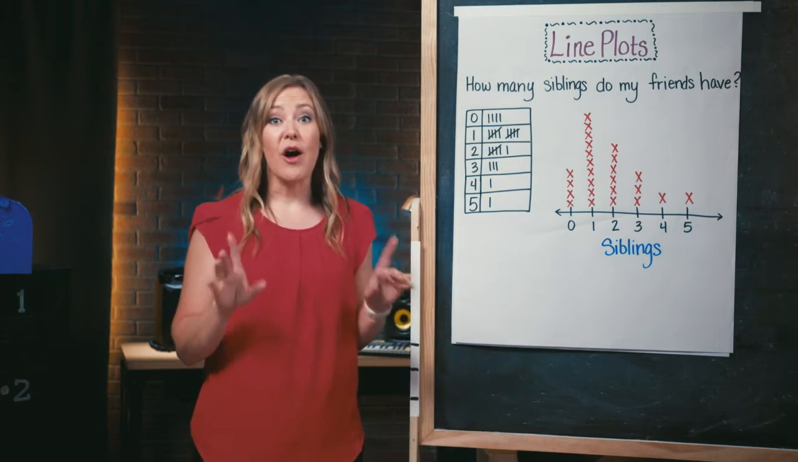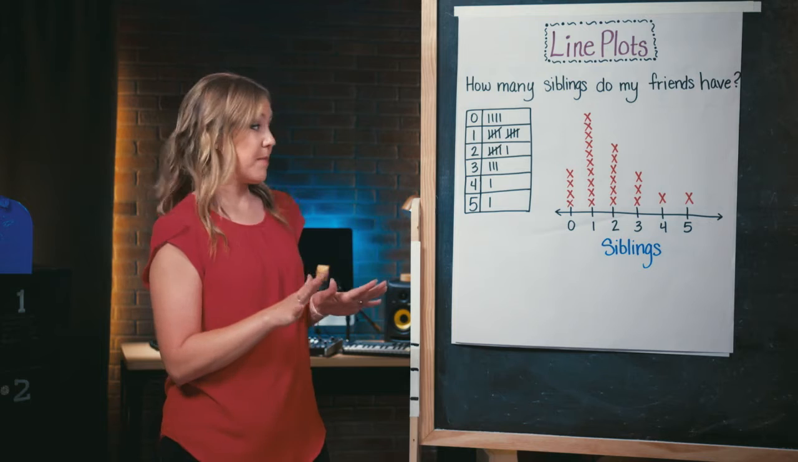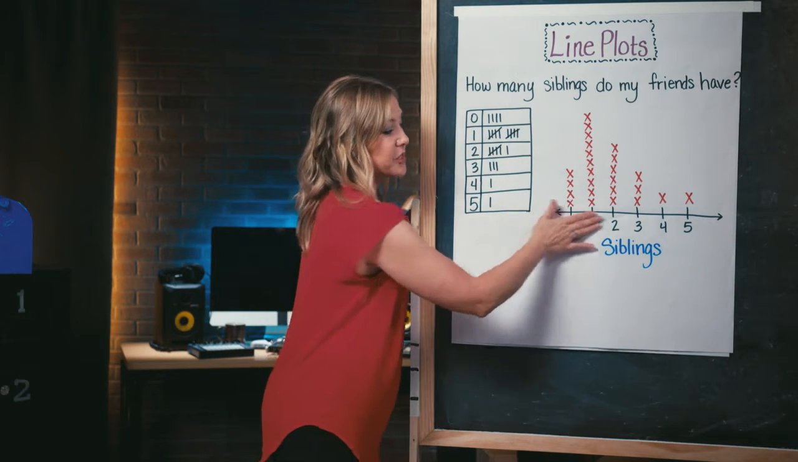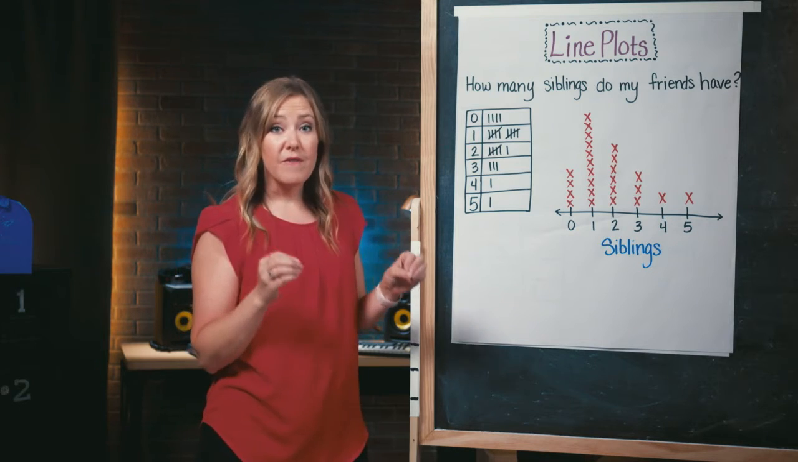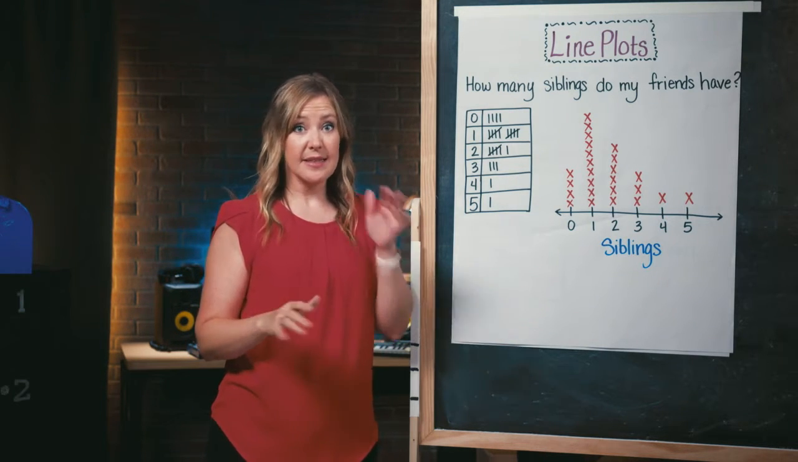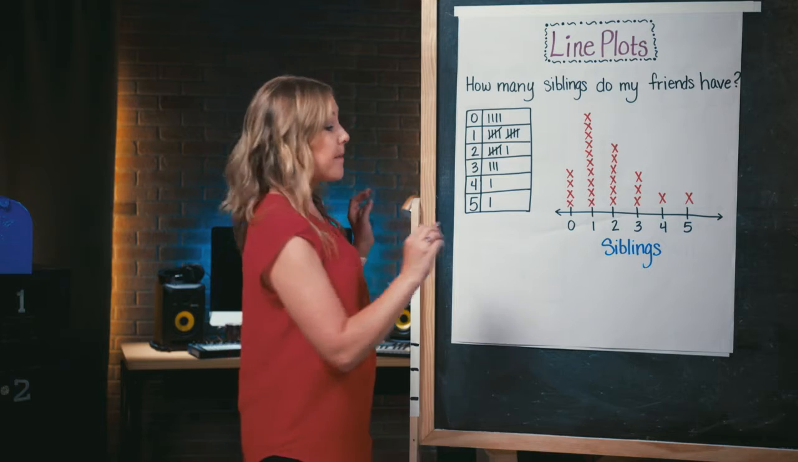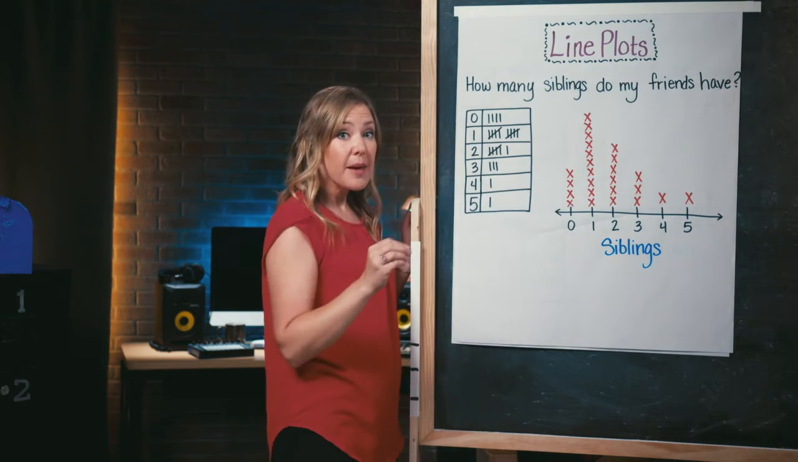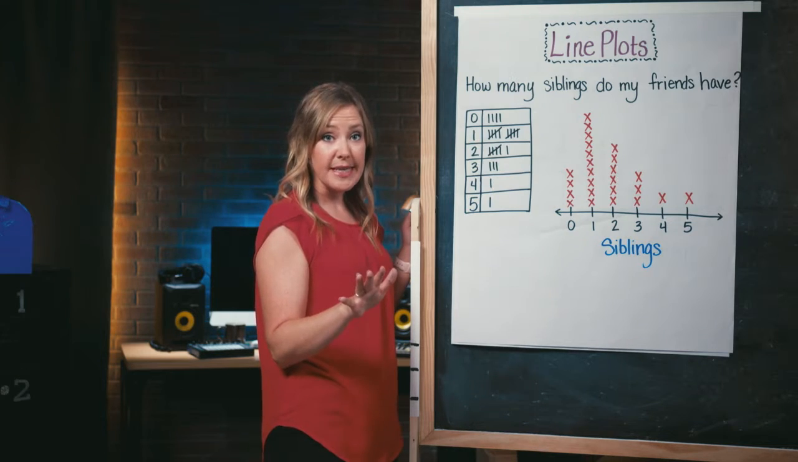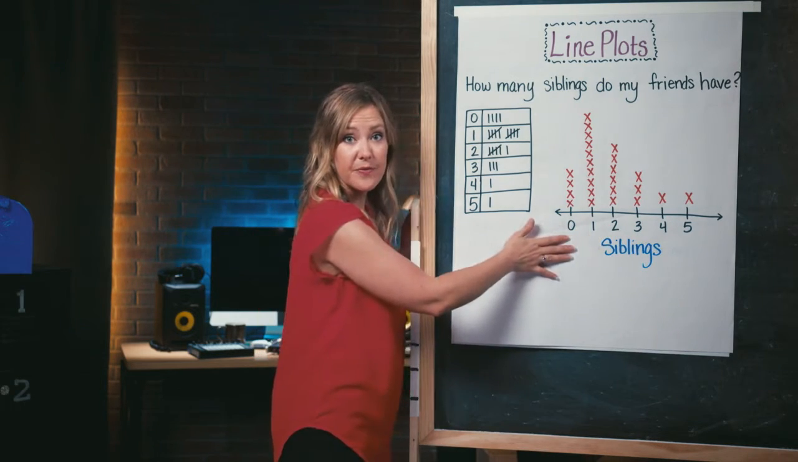To create a line plot, first step is that you draw a number line. So here's my number line. Now you make sure that your number line includes all the values that are in your data set. Next, you'll write an X above each value on the number line. And make sure you label it so people know what your data represents. And I have my label down here.